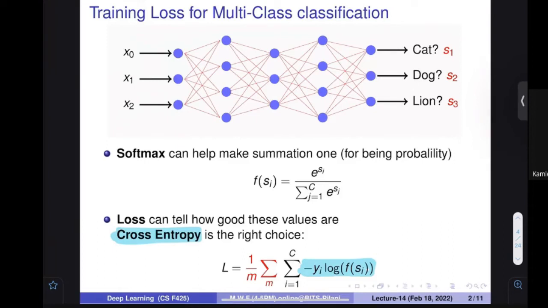Any questions on that? So there are two summation terms. This particular term is only with respect to a particular input. For all the classes, you see what this particular value is, and then you take the average over all the training examples, nothing more than that.